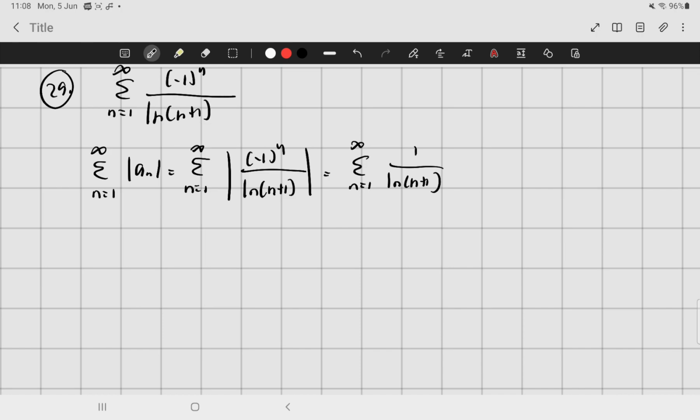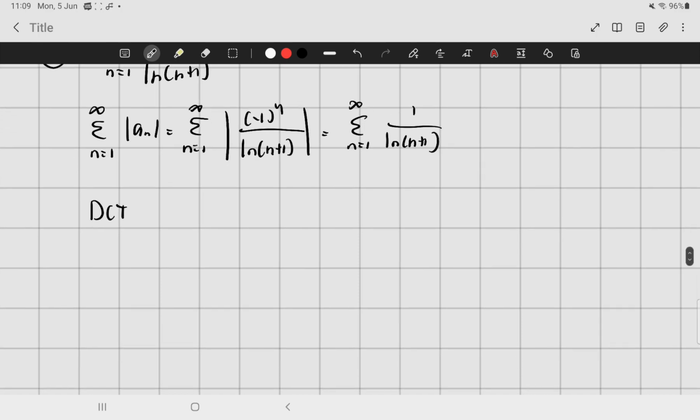So DCT is short for direct comparison test. If we can find a diverging series that is less than the series that we have here, then it diverges. But if we can find a converging series, it has to be larger than our test series, which is this one. So you have to refer back to your divergence and convergence tests. All right. So what are you going to do? Direct comparison test. Now we want to compare with this series.